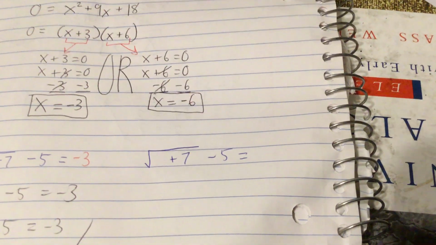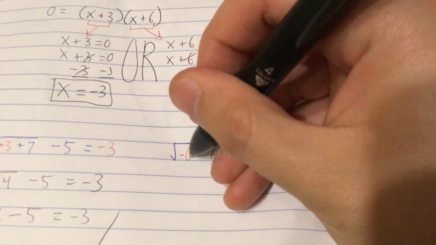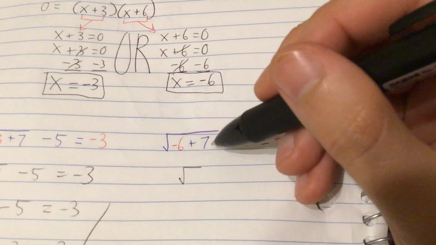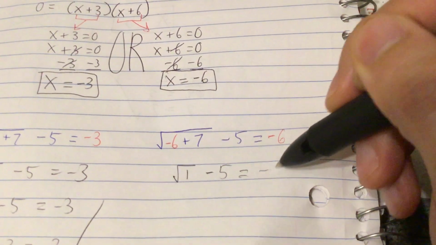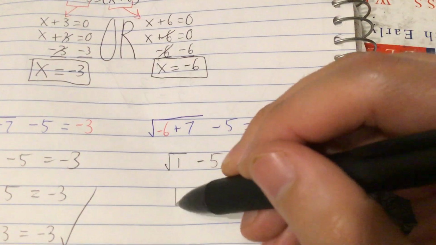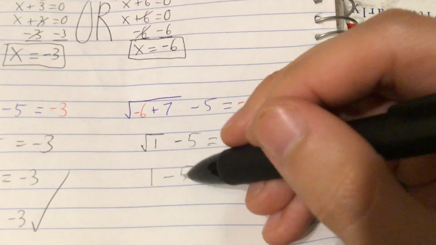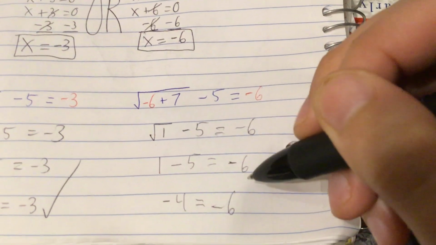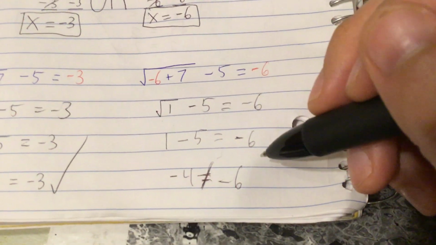Now, if I look over here, I'm going to plug in x equals negative 6, and I get the square root of negative 6 plus 7, so that's the square root of 1, minus 5 is equal to negative 6. Negative 6 plus 7 is 1, the square root of 1 is 1. 1 minus 5 is negative 4, so negative 4 equals negative 6. No, dude. That's false.